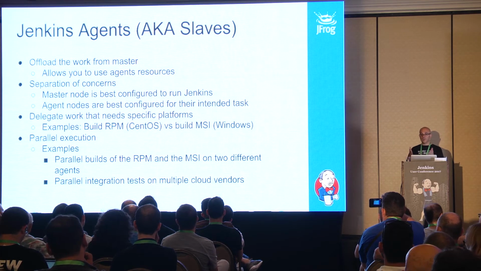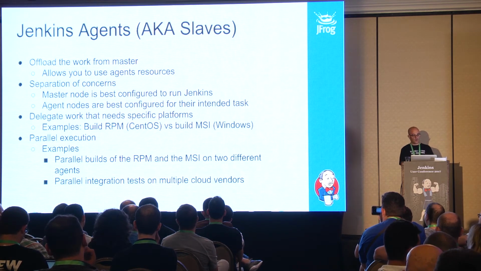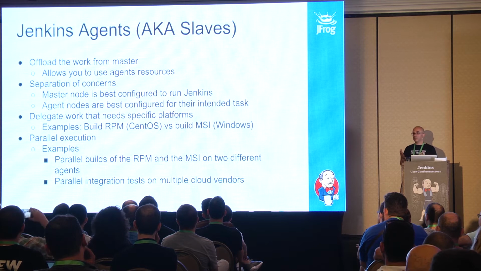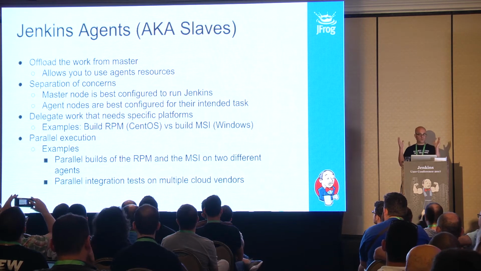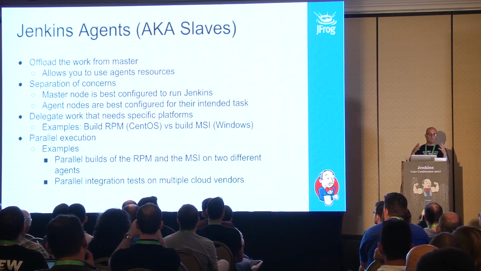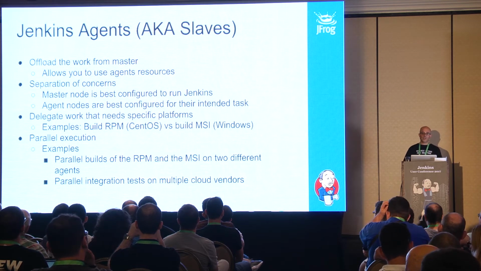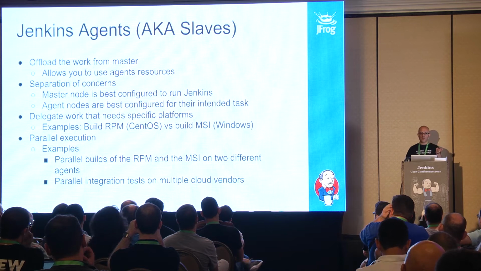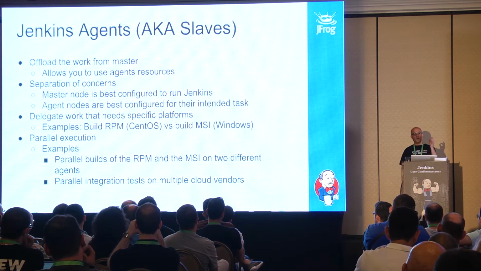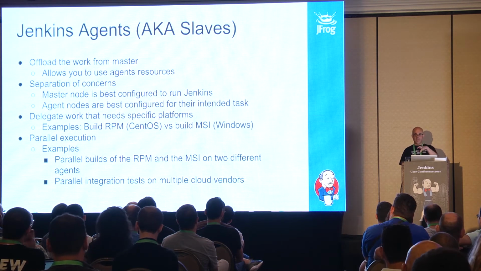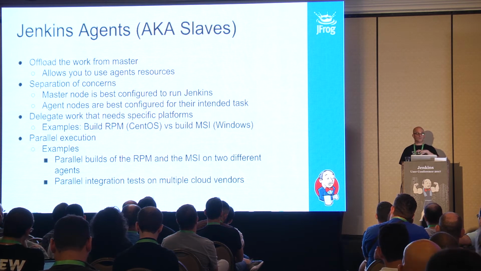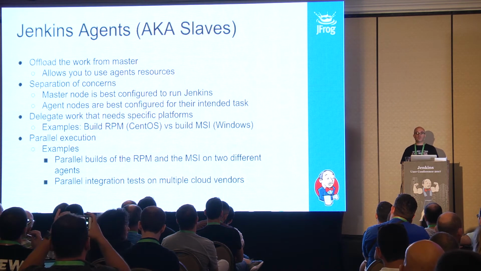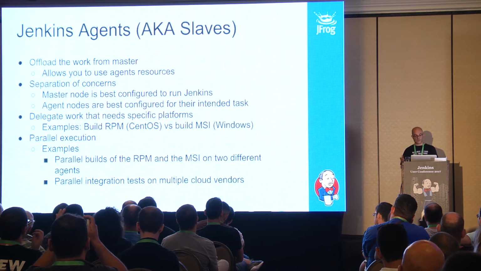So Jenkins agents, also known as slaves in the past, are a way to offload the work from your master. Initially, you just did everything on your master. You needed to have a strong Jenkins master that was configured to be able to run an RPM build, do your Maven builds, do all your tests, and everything was in a single server. So that server had to be pre-configured to be able to do everything.